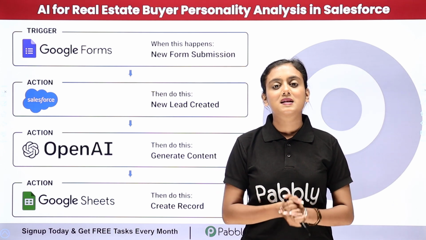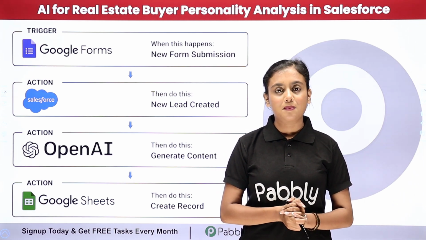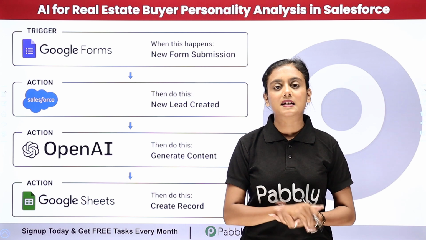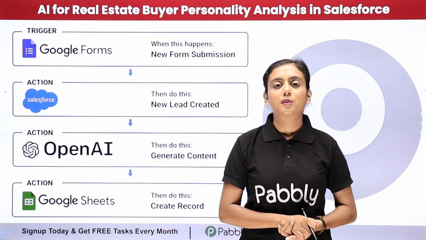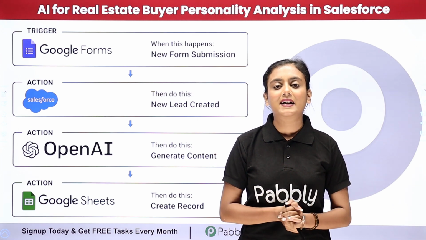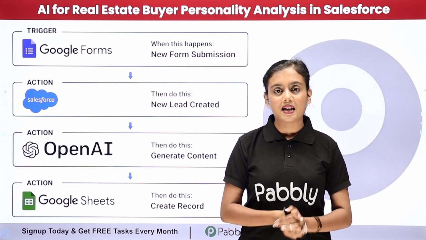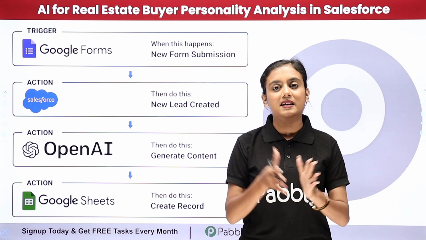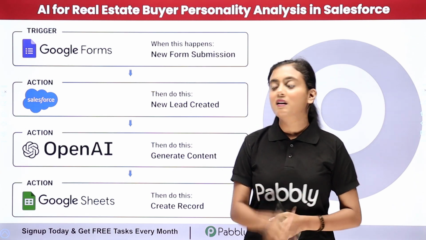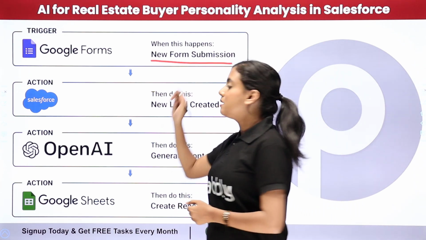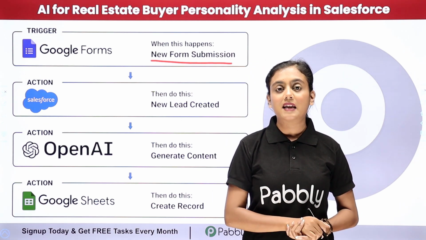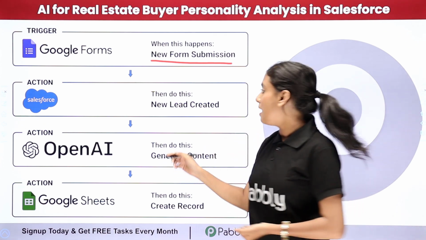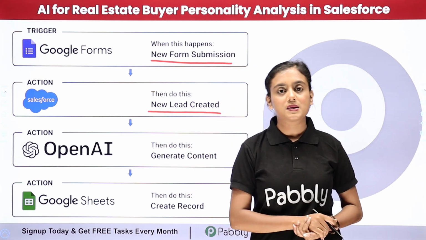So to solve that process, I have created an AI agent using Pabbly Connect without writing a single line of code. How this AI agent works is, I have created a form using Google Forms with the help of which I collect my potential buyers' details and I'm going to ask them questions that they are going to answer. Over here, as soon as a new form submission is done by the potential buyers using Google Forms, I want to first create that form submission, the leads data. I want to add it in my Salesforce account.